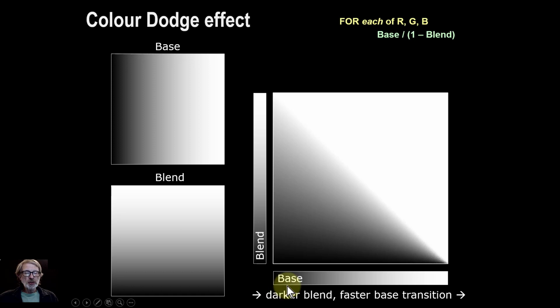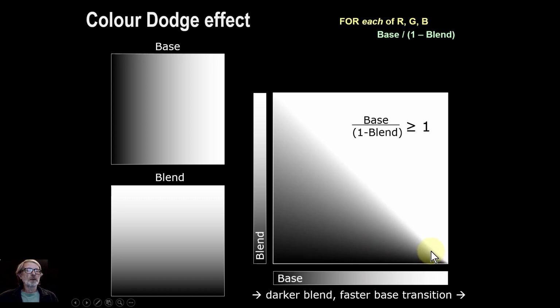What you can notice here as well is that when you've got a dark area here, the transition across takes quite a long way. Whereas when you're up here in the lighter area of the base, a lot of this up here is going to be white. So you've got that different transition: all dark here, but transitioning up here.